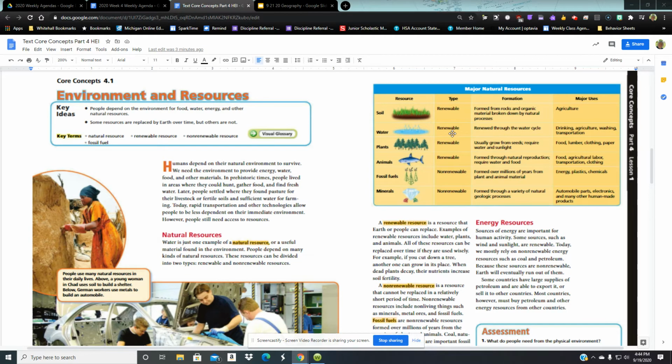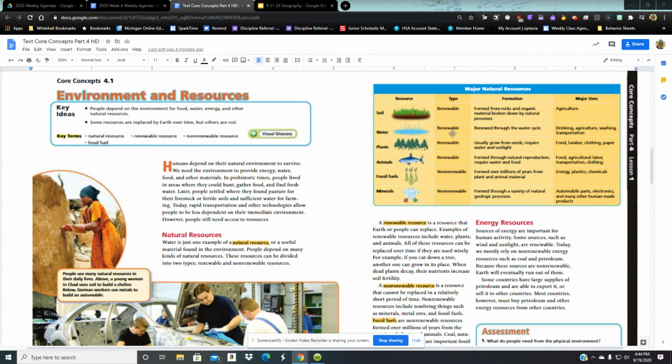Lots of products are made. Plastic is made from some of the oil products. Minerals are non-renewable also. So we have a limited amount of gold on the planet. That's why it's rare and it's valuable. We have a limited amount of some minerals that are used in computer electronics.